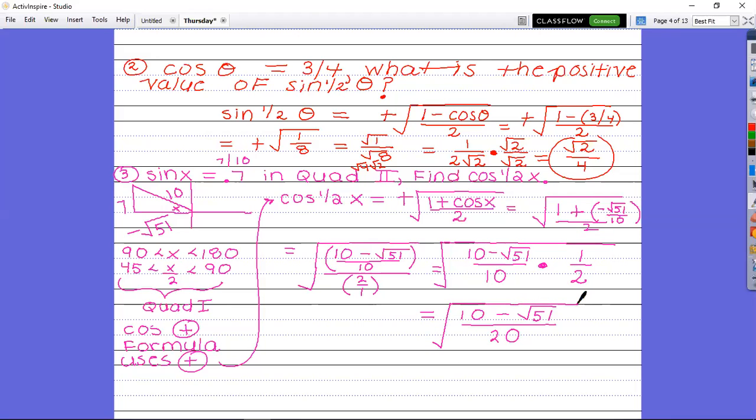So there is a square root underneath the square root. Yes, you can have that. So this here is my big answer. 51, lucky for you, does not break down, so you can kind of leave it like that. Okay, questions on any of those so far, guys?